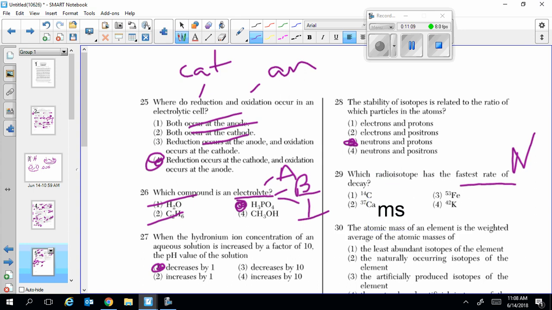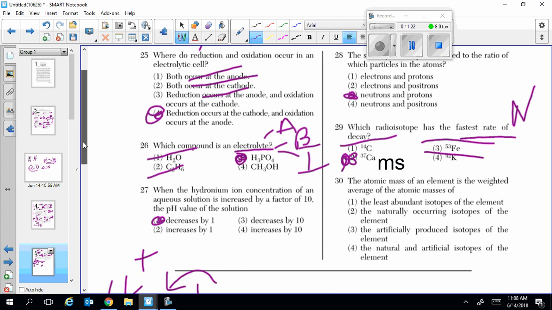And I am definitely crossing off carbon-14. Fe-53 is in minutes, and K-42 is in hours. So I definitely want choice 2. The one in milliseconds would decay the fastest.